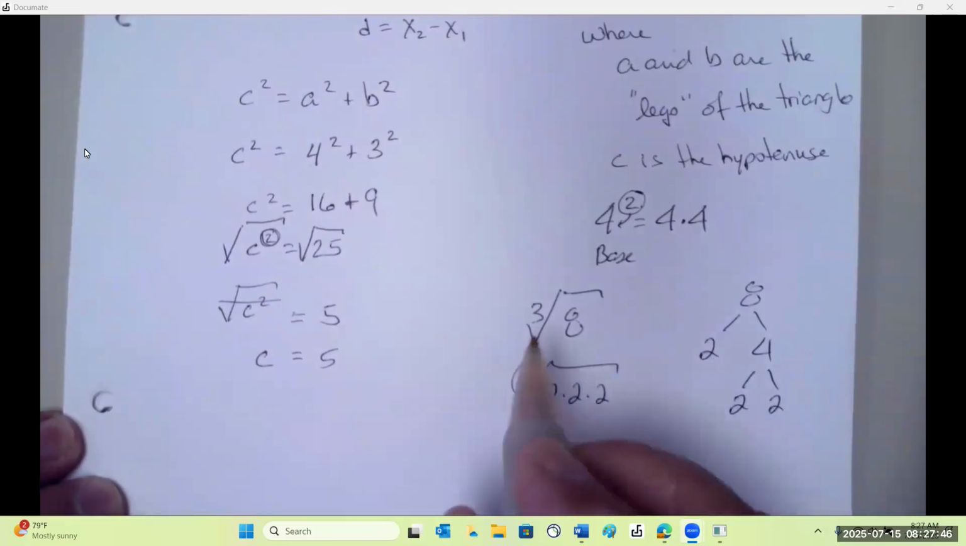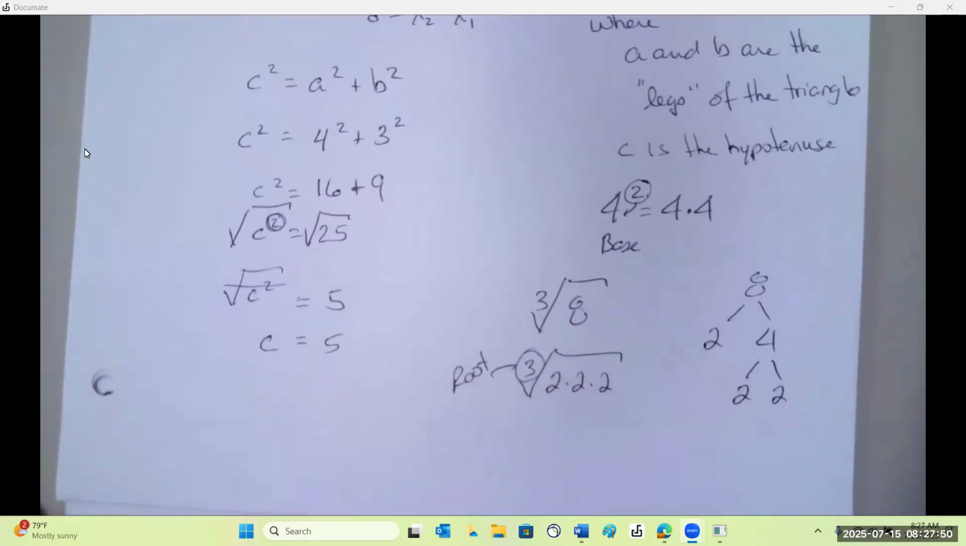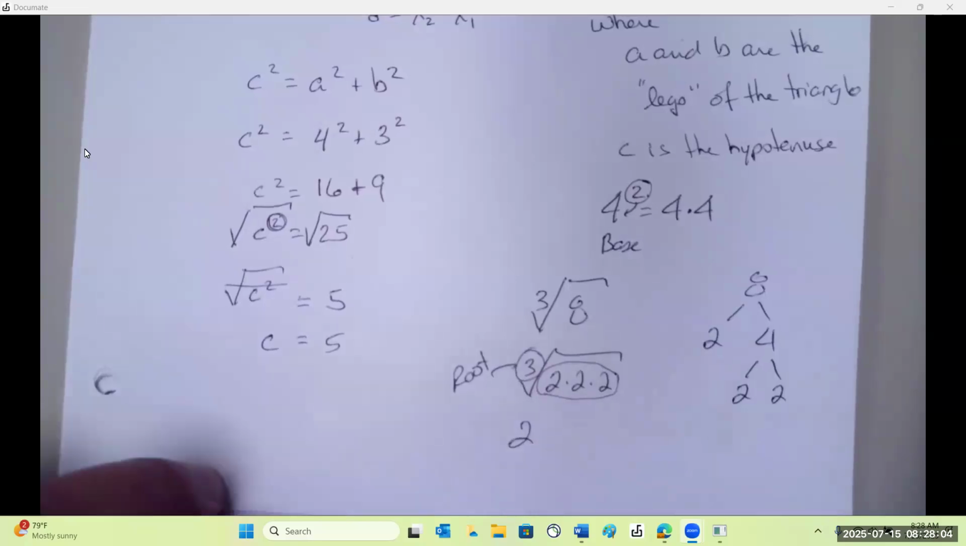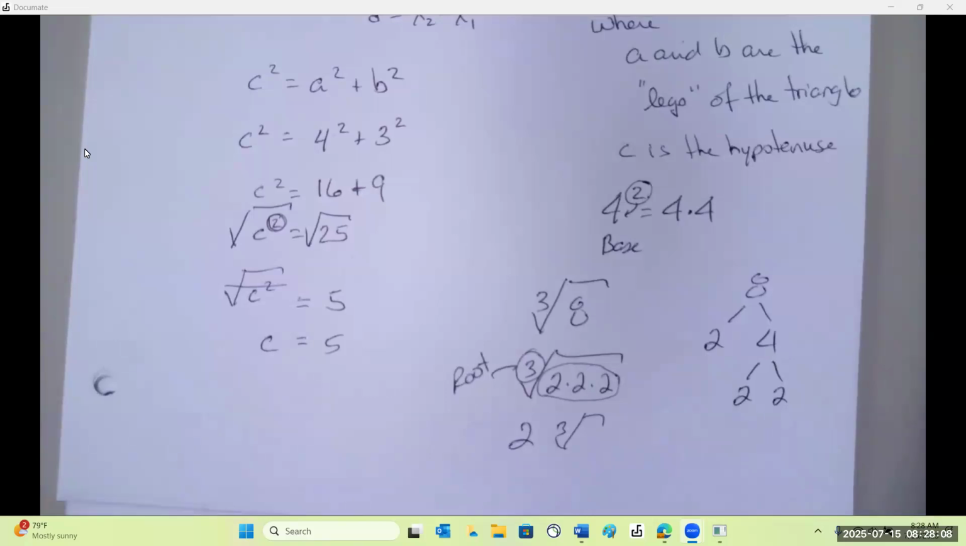This number here is called the root. The root tells you how many times that number has to appear to be taken out. Since that's a cube root, if I see the same number 3 times, I could take it outside from the inside. And now there's nothing left inside there. So that just disappears. So that's why it equals 2.